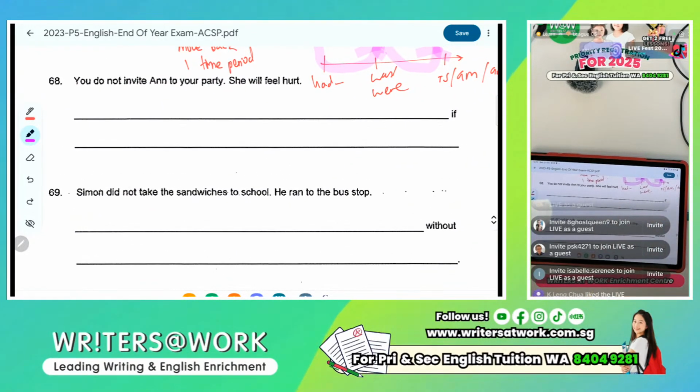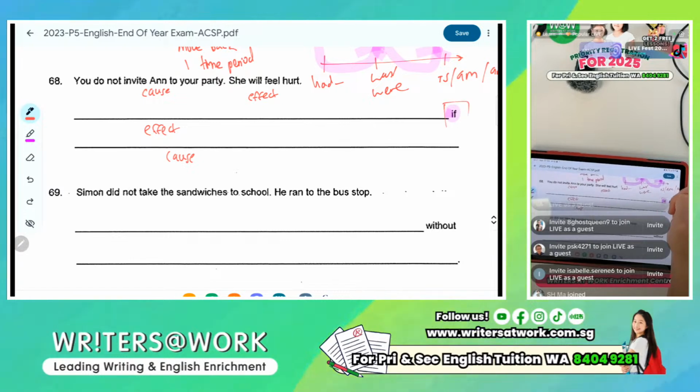You do not invite Anne to your party. She will feel hurt. So for this question, it is a cause and effect relationship. So the cause is you never invite Anne. And the effect is she'll feel hurt. So when we have this word if here, our effect will come first before our cause. Okay?